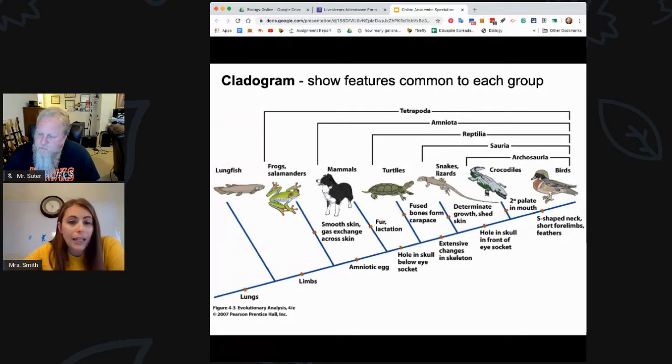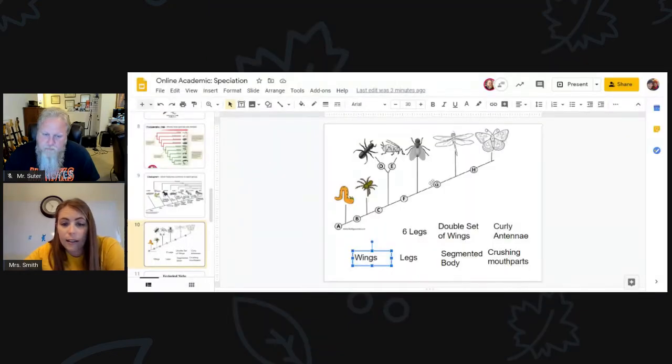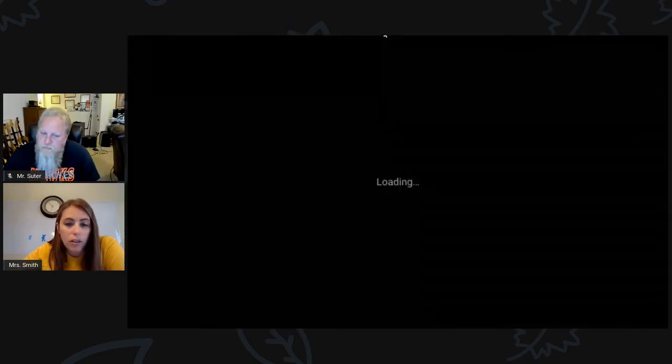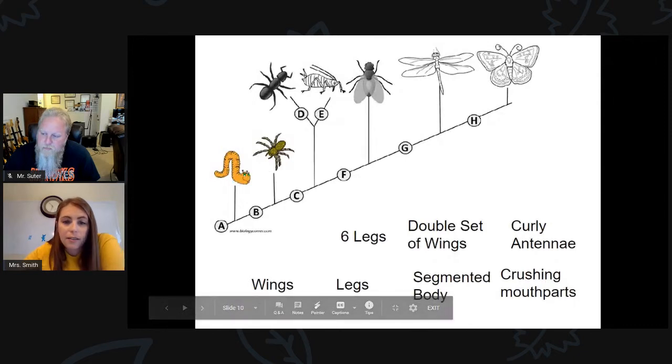We're going to look at a cladogram and do one together. Here's an example. Look at all the examples on the bottom: crushing mouth parts, curly antennae, double set of wings, segmented body, 6 legs, just legs, and wings. I know the letters are a little hard to see, so I'm going to make it bigger. If we start to move these around, where would we put some of these things? Pick a letter and tell me where I should put one of them.